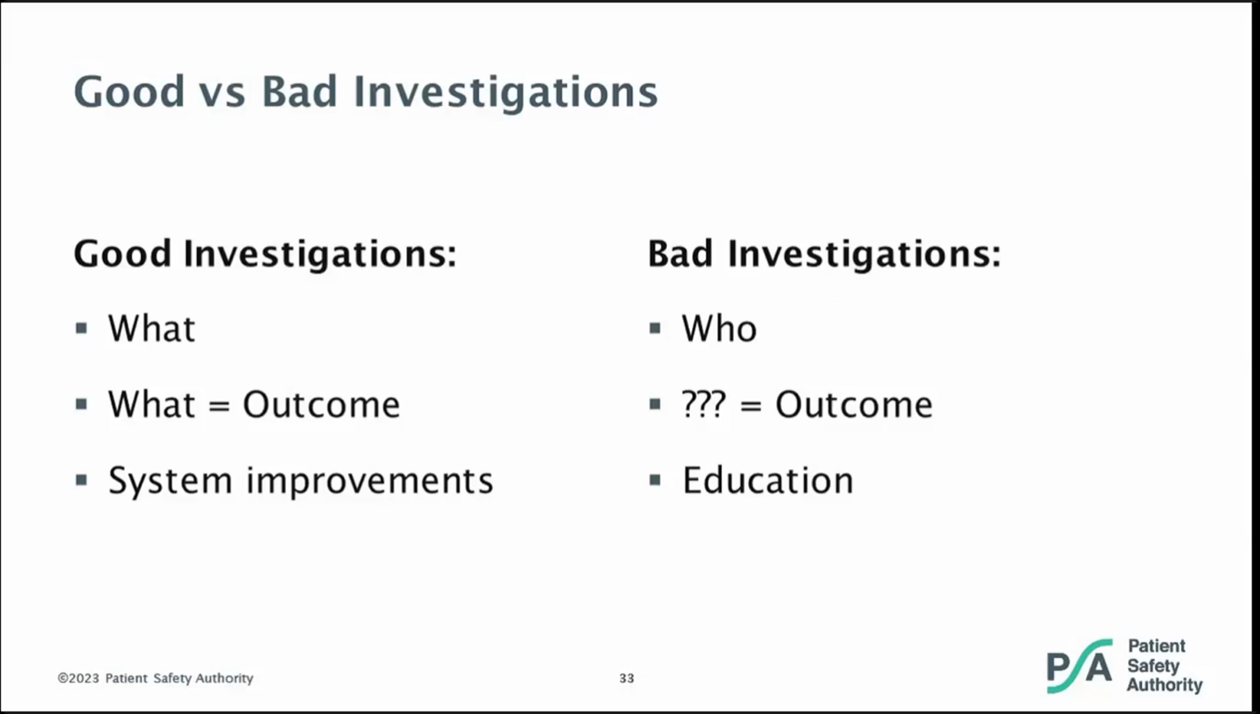So let's look briefly at what is a good investigation versus a bad investigation. So in a good investigation, we want to identify what happened. We want to show a direct correlation between what happened and the outcome. And we also want to look at opportunities for system improvements, and they're obvious. An example for this would be a patient fell because staff left due to an emergent call, did not ensure safe room, and call light was not within reach. Patient was unable to call for help.